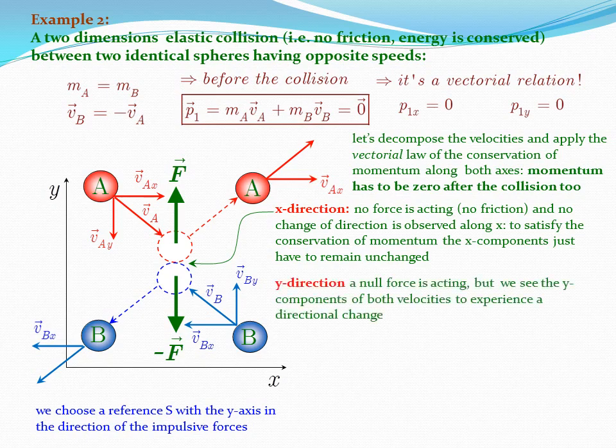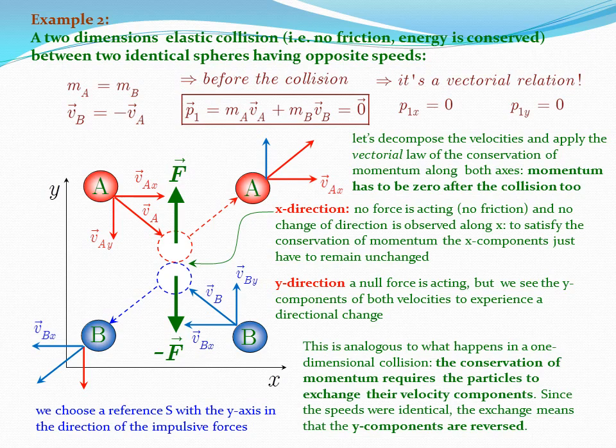Along the y direction, things are different. Here the impulsive force is acting, and we see the y components of both velocities experience a directional change. The y component of the b velocity was pointing in the positive direction of the y-axis, and it is pointing contrary to the positive direction of the y-axis. The y component of the particle A was pointing contrary to the positive direction of the y-axis, and it is pointing in the direction of the y-axis after the collision.